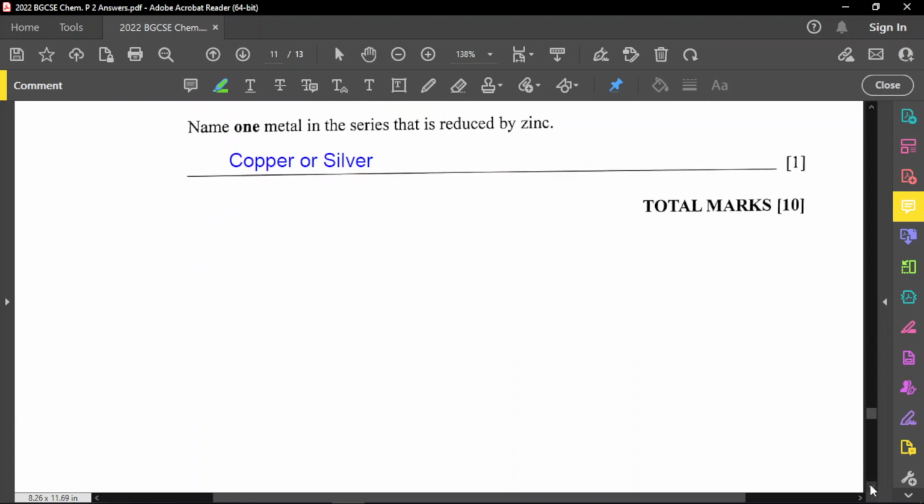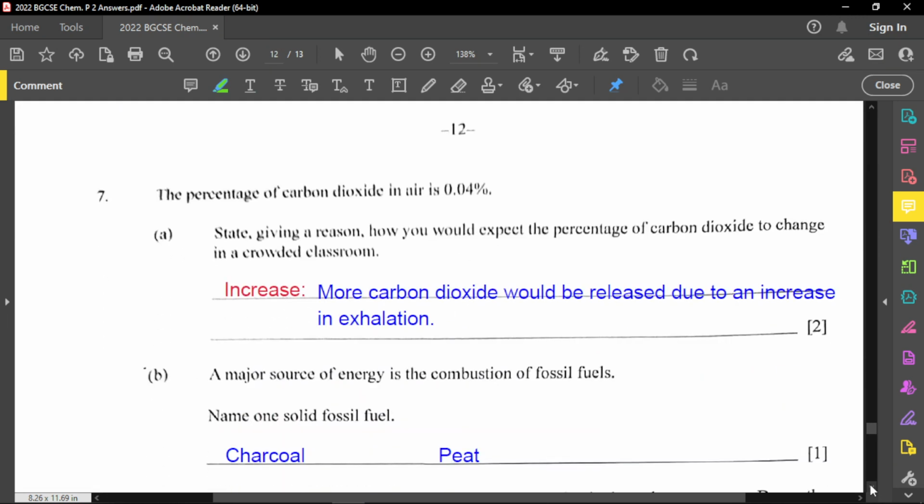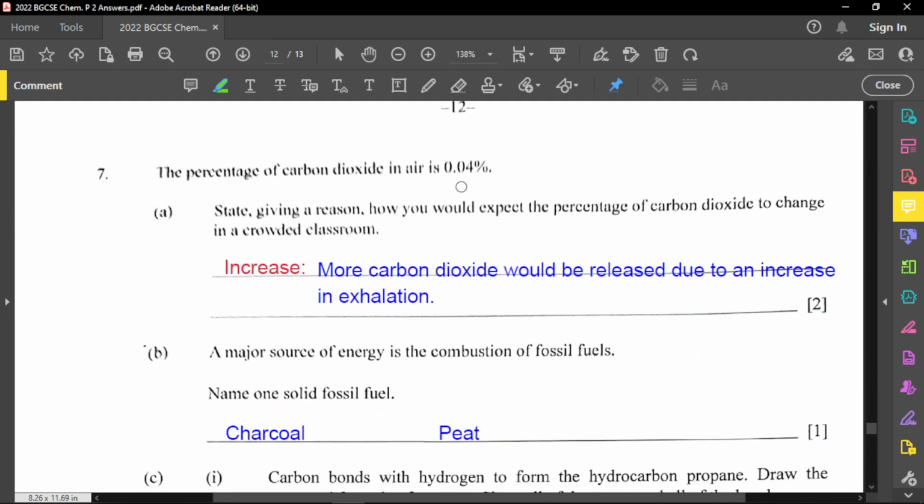Now for question number 7, it said the percentage of carbon dioxide in air is 0.04%. It asks to state, giving a reason, how you would expect the percentage of carbon dioxide to change in a crowded classroom. When the classroom is crowded, people are breathing out carbon dioxide, so the carbon dioxide percentage must increase. The reason for that is that more carbon dioxide will be released due to increased exhalation, because more people mean more exhalation in the classroom.